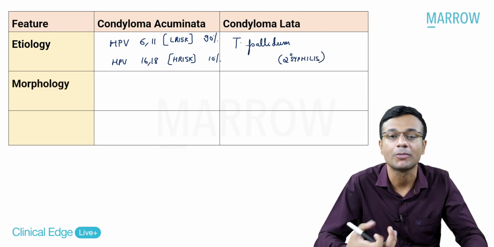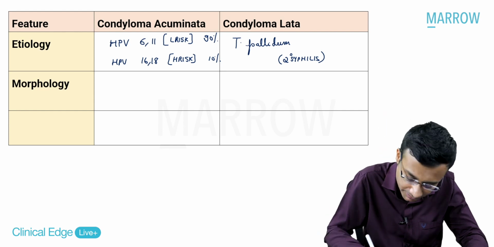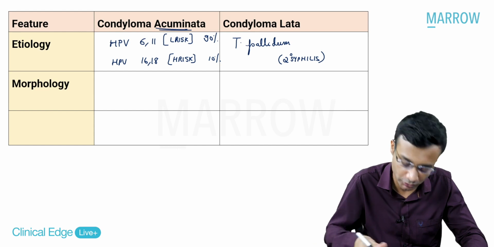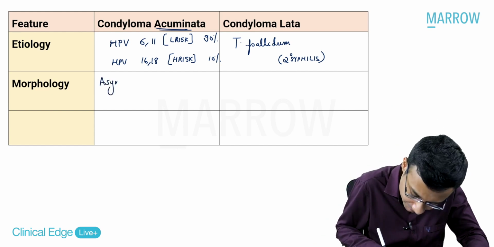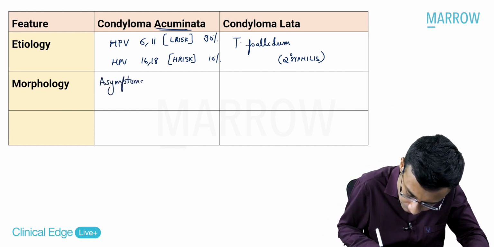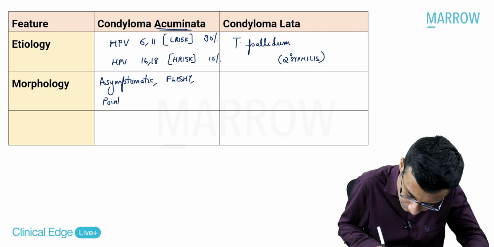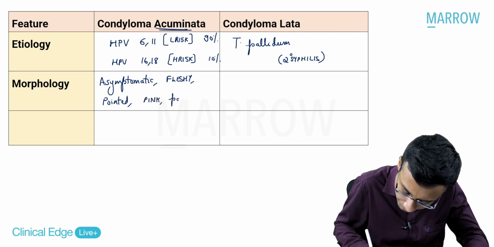The second point here is morphology. Now, when I look at the word acuminata, what is the meaning of the word acuminata? Pointed. So the patient is going to present with asymptomatic, fleshy, pointed, pink papules and plaques.